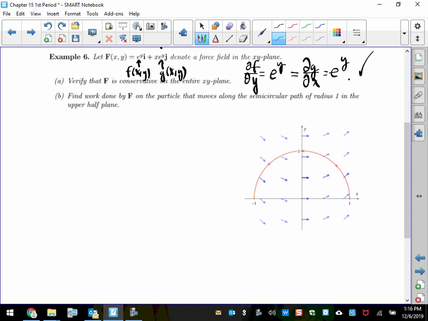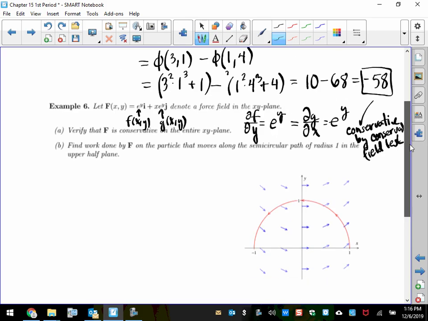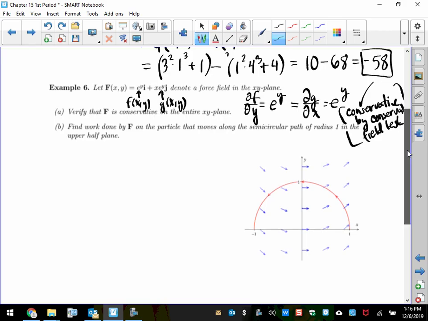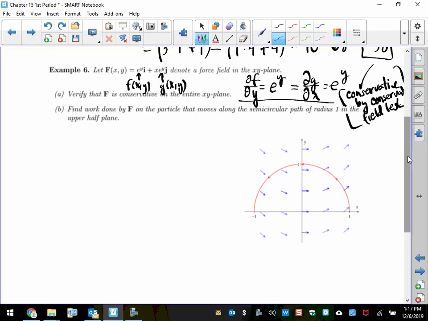So maybe we should go through the process of saying it's conservative by the conservative field test. Okay, so you could abbreviate CFT or something like that, but it is important that you state why it's conservative. You can't just show this and then expect your reader to know. So on a test or a quiz, definitely use the conservative field test.